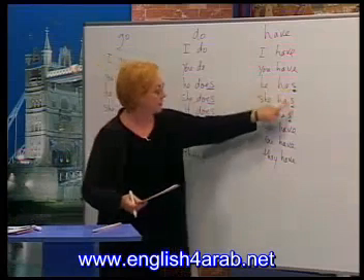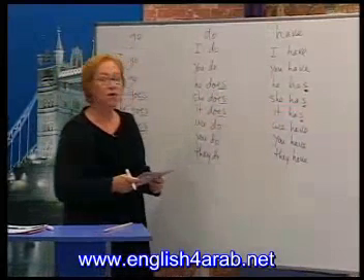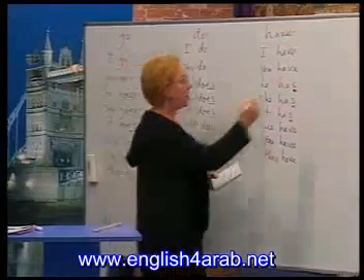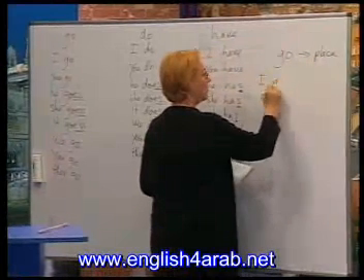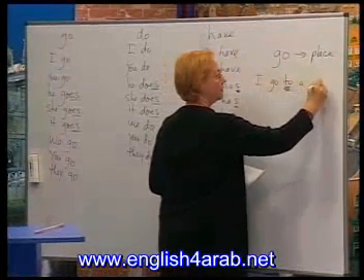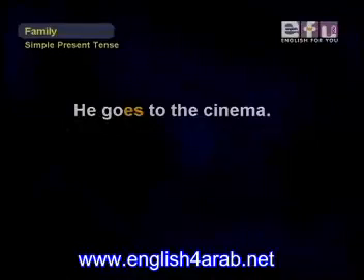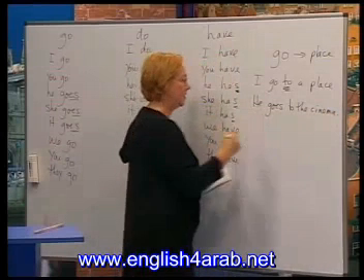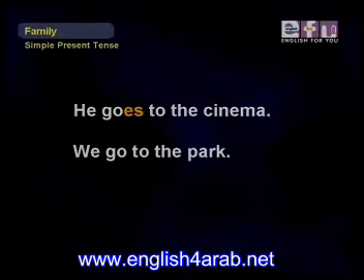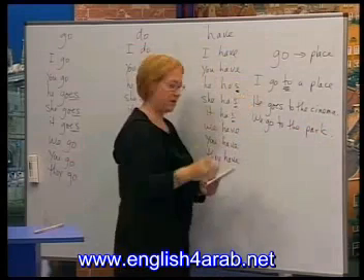Now, again, we see the S. And we saw this one before in the questions. Now, when we use go, we usually have go to a place. So I go to a place. Okay? Go to, usually. For example, he goes to the cinema. We go to the park.